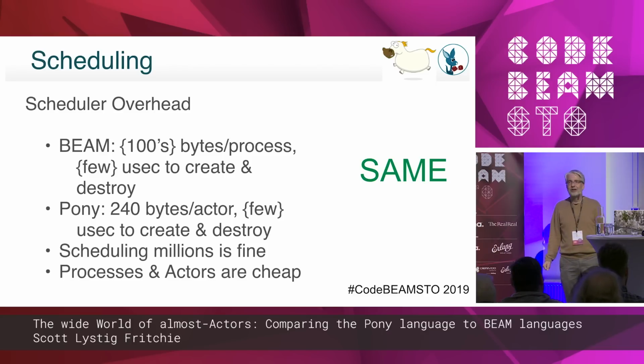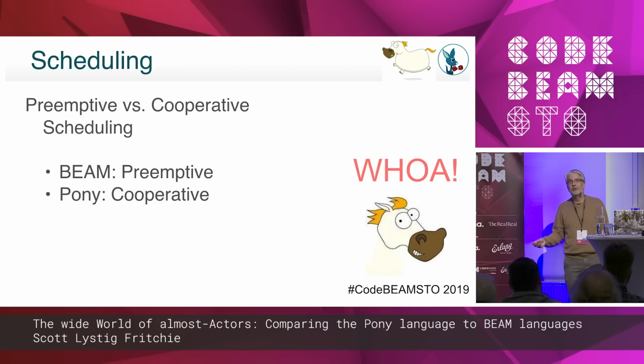A big difference here with scheduling, is it preemptive? And in the Beam, the answer is yes. In Pony, the answer is no. So as a Pony application developer, because you're using cooperative scheduling under the hood, you have to know where those potential scheduling change points can be in your code.